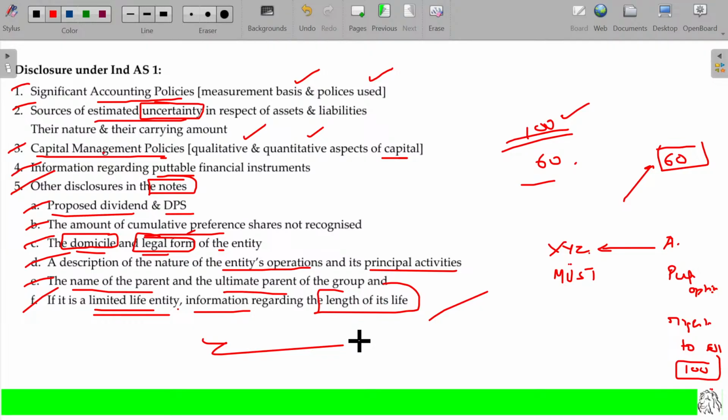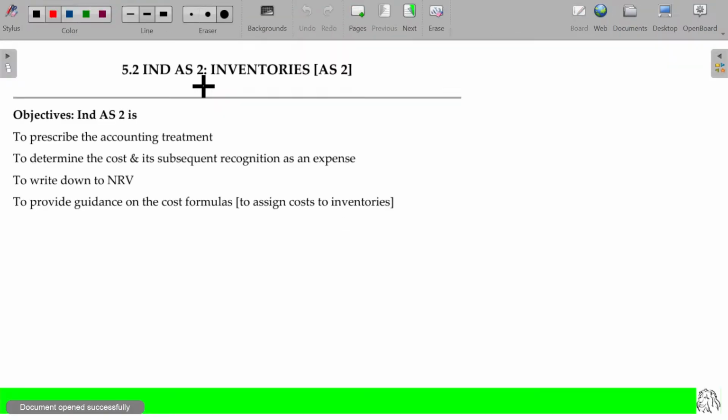We will now move on to NDAs number 2. In case of NDAs number 2, it's about the calculation of inventories. Let me try to finish up the illustrations first and then theory later.